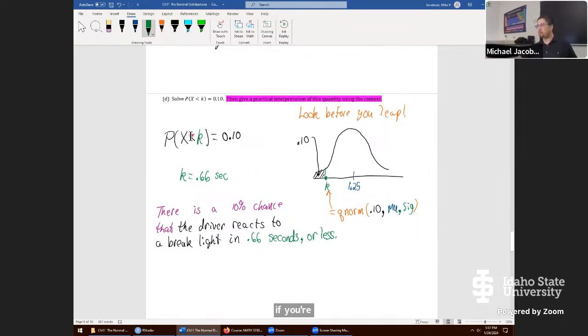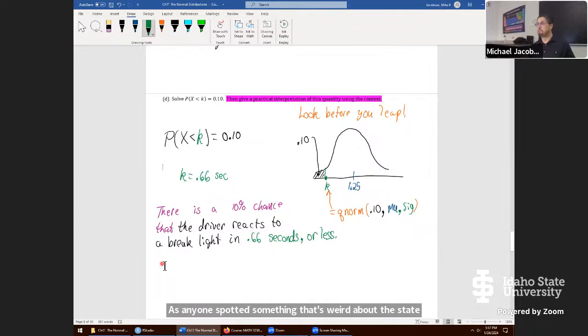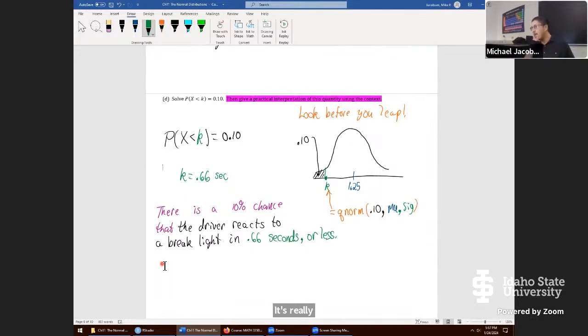Has anyone spotted something that's weird about the statement here and the practical interpretation we wrote right here? It's weird, but it is allowed. It just seems to flow in a funny way. It's really kind of subtle, and it wasn't something that I would spot myself personally, but someone has spotted it in my own work. But it turns out to be a non-issue. It's just a weird curiosity.